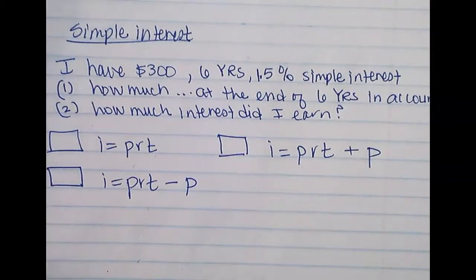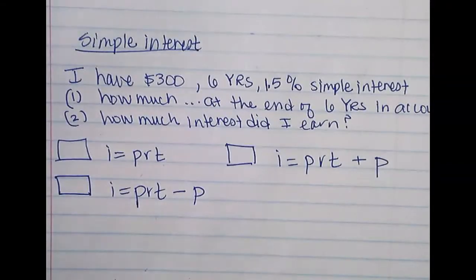Alrighty, so let's do a little simple interest video. So I wrote simple interest, so I have $300. I'm going to put it in the bank for 6 years, 1.5% interest rate, and simple interest at that. So my question to you is number one, how much at the end of 6 years is in my account?